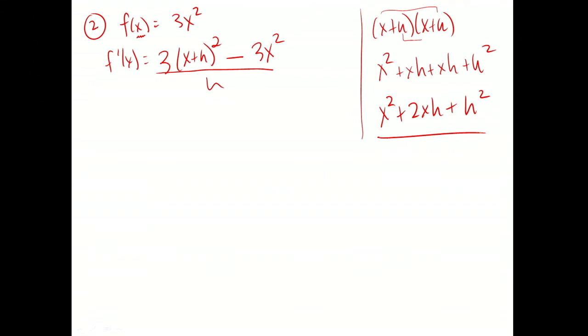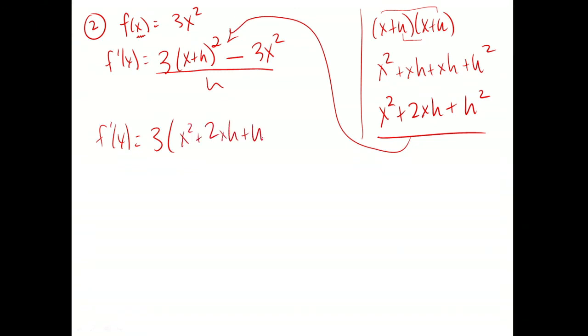All right, so let me drop that in over here in my problem now. That's really the same thing as that, so let me substitute that in there. So I'd have 3 times this, x squared plus 2xh plus h squared. That's just what that was for my side work. And then I still have minus 3x squared, and I still have h on the bottom.